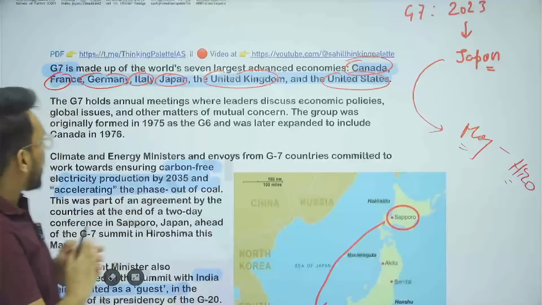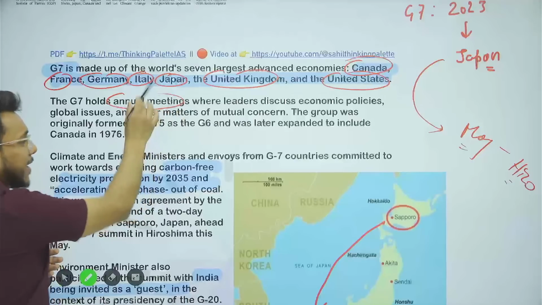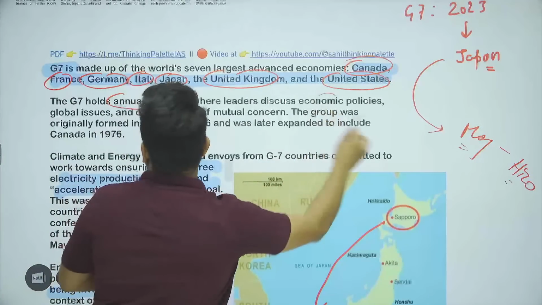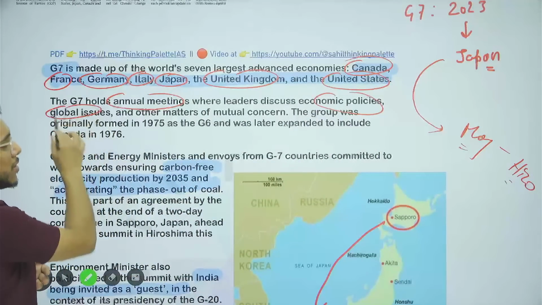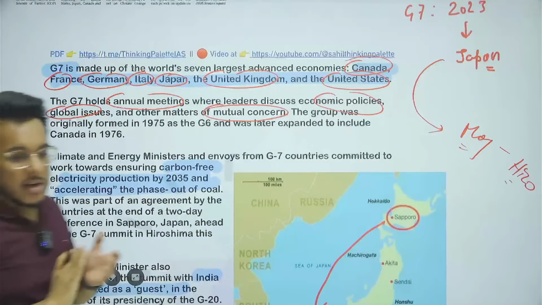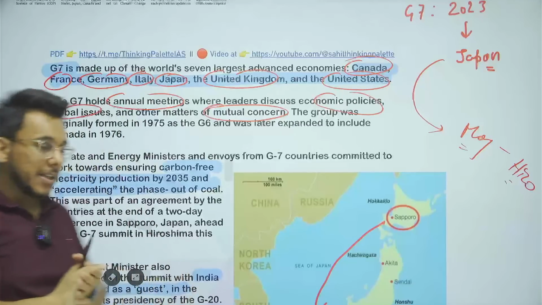Fine. Now, G7 is an annual gathering where these 7 countries come and discuss economic policies, global issues, as well as all the other matters of mutual concern. For example, right now the Russia-Ukraine war is going on. So the Russia-Ukraine war will also be discussed in the G7.